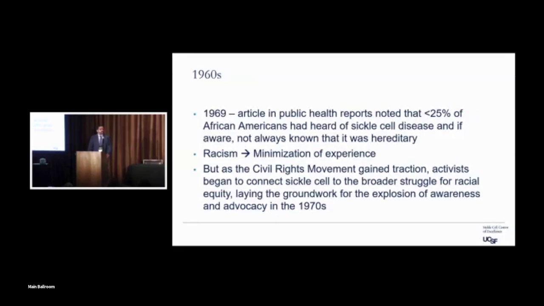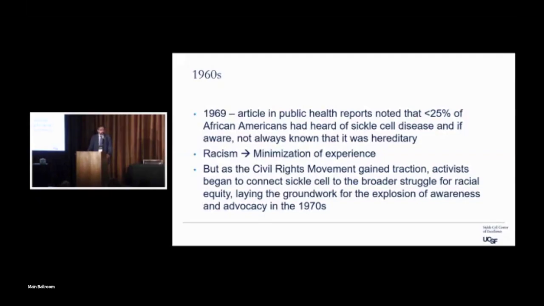In the 1960s, I think it started to become really apparent that knowledge, not just amongst the medical community, but really amongst everybody, was very limited. An article published in a journal called Public Health Reports noted that less than 1 in 4 Black Americans had ever heard of sickle cell disease, and if they were aware of it, they weren't aware that it was hereditary. So there was incredibly limited understanding amongst really anybody taking care of sickle cell.